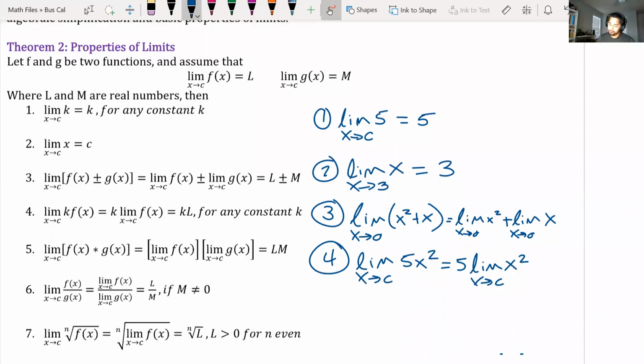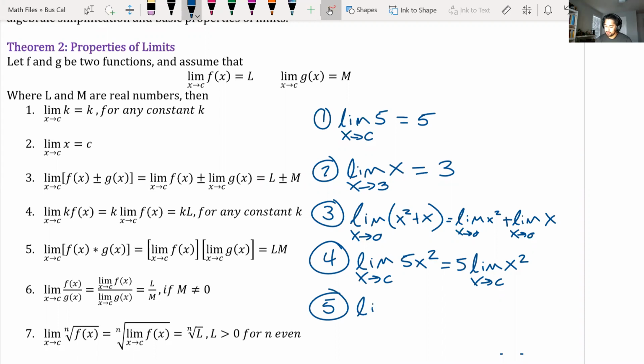And then number 5, just like addition and subtraction, number 5, you can split the limit over multiplication. So this says the limit of f of x times g of x is the same as the limit of f of x times the limit of g of x.